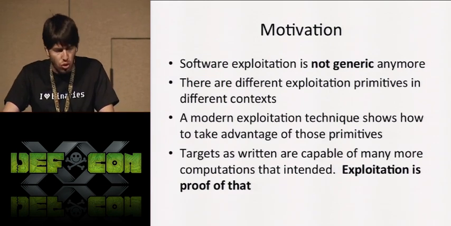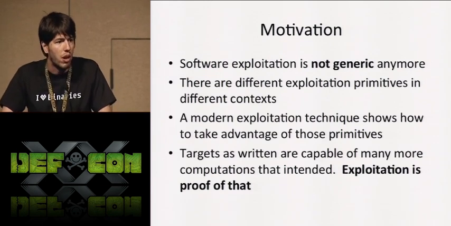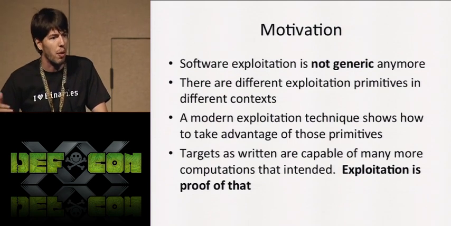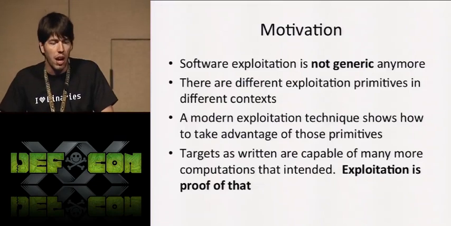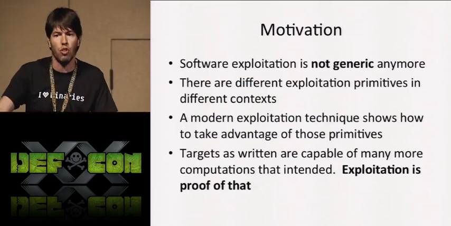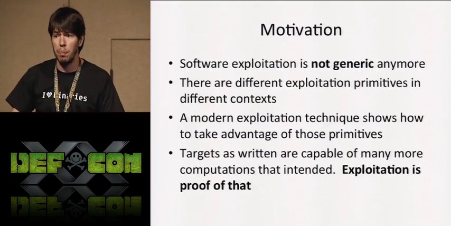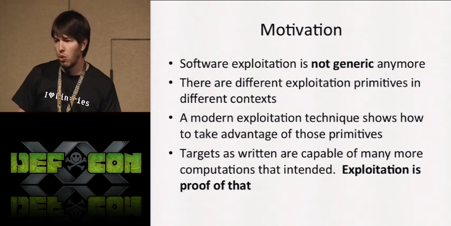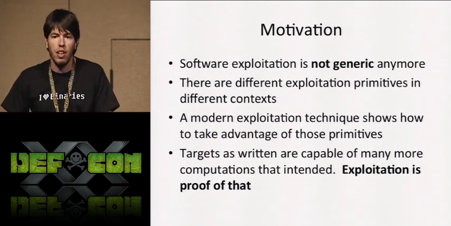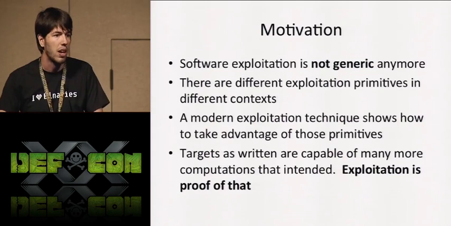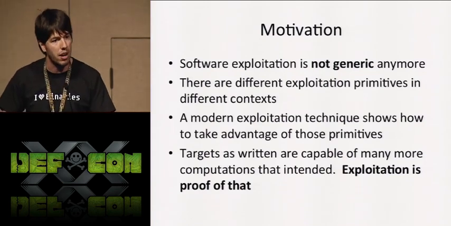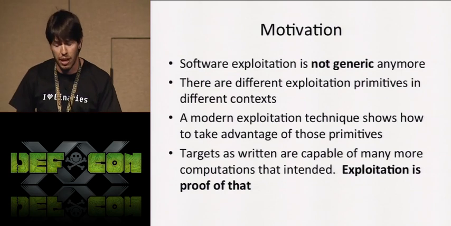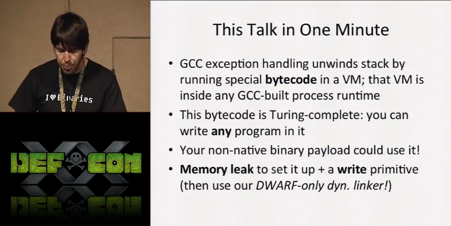Also, it's important to say that a target software is more capable of computations than what it was originally intended to. Exploiting a software is basically leveraging the potential of a target to do something else. In this case, we're going to use something that is there, but it's not something that the developer of the target software actually included there, which is the exception handling mechanism in the case of GCC.